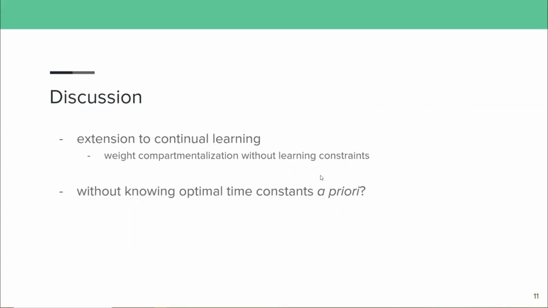One major limitation is that the time constants were chosen in order to be optimal for the task at hand. What if we didn't know these time constants a priori, say in a network with a completely random set of time constants? Would the same compartmentalization be observed?